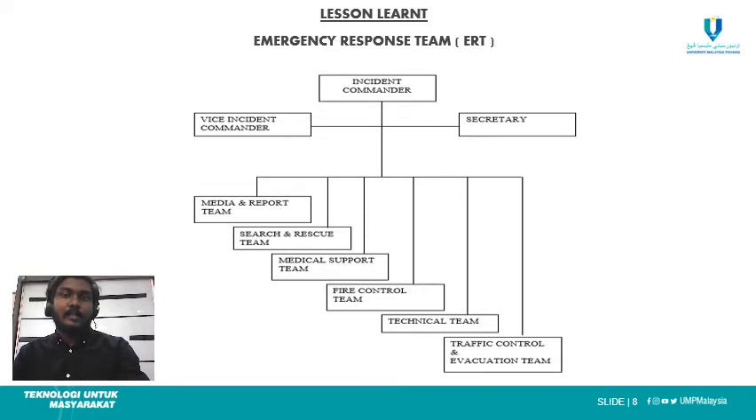The fire control team will curb the fire breakout to prevent further events like explosion. And this team will closely work with the fire and rescue department of Malaysia. The technical team here is responsible to protect valuable machines and equipment from damage. And lastly, the traffic control team will do crowd control at the incident scene and assemble people at the assembly point to check if there is any missing person. Each and every member in this hierarchy holds their specific responsibilities.